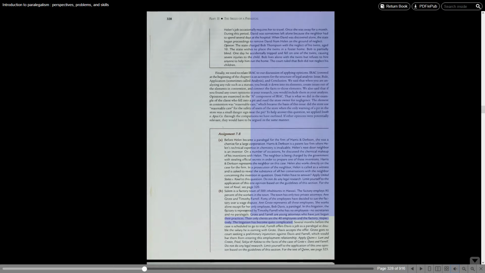The litigation has become quite complicated. Several months before the case is scheduled to go to trial, Farrell offers Davis a job as a paralegal at double the salary he is earning with Grote. Davis accepts the offer. Grote goes to court seeking a preliminary injunction against Davis and Farrell, which would bar them from entering this employment relationship. Apply Quinn v. Lum and Cronin, Fried Salihu & Kekina, to the facts of the case of Grote v. Davis and Farrell. Do not do any legal research. Limit yourself to the application of this one opinion, based on the guidelines of this section. For the text of Quinn, see page 323.